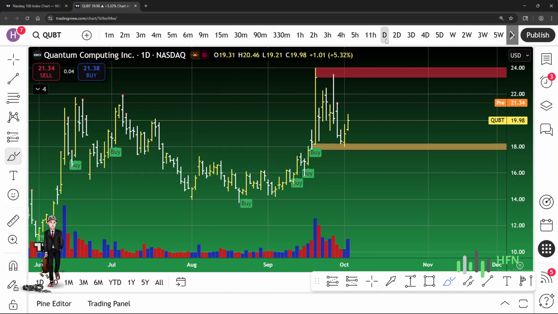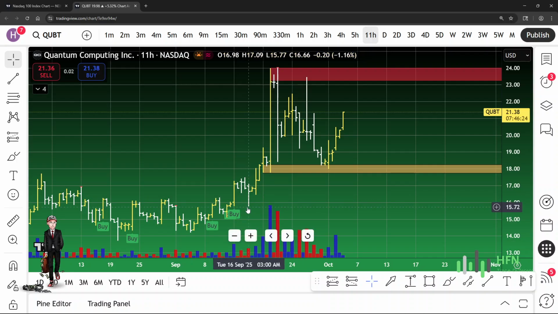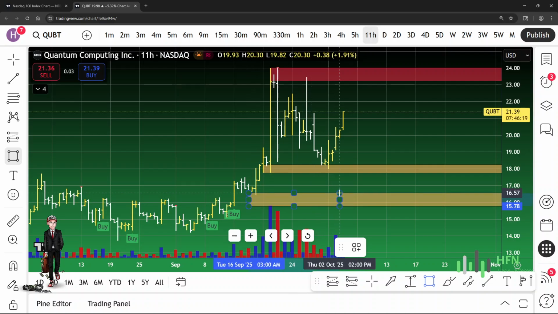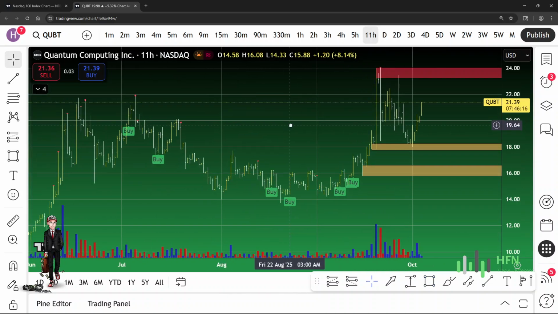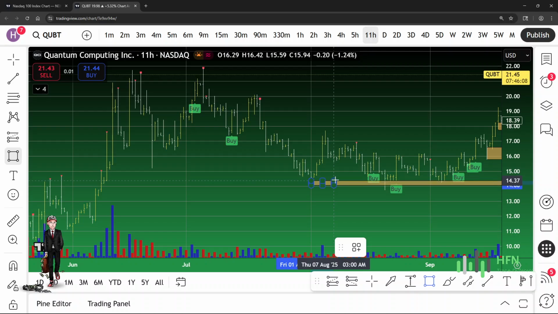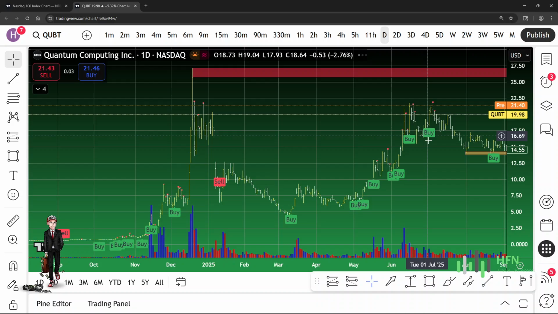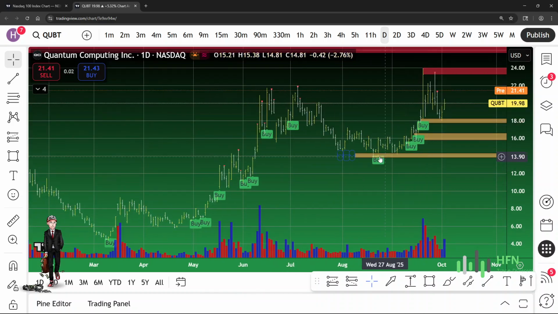Now let's look at the market in quantum computing on the 11-hour chart. We can create a buy pocket down here. And there's a bigger one right here that we want to draw. So I would say this is probably the most important pocket of buying right here in quantum compute on the 11-hour chart, right down here.